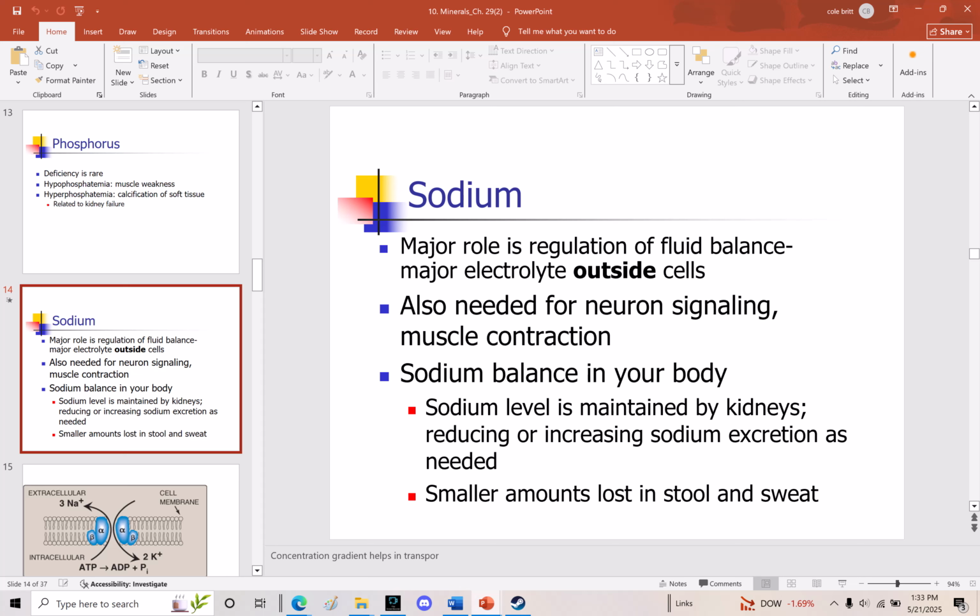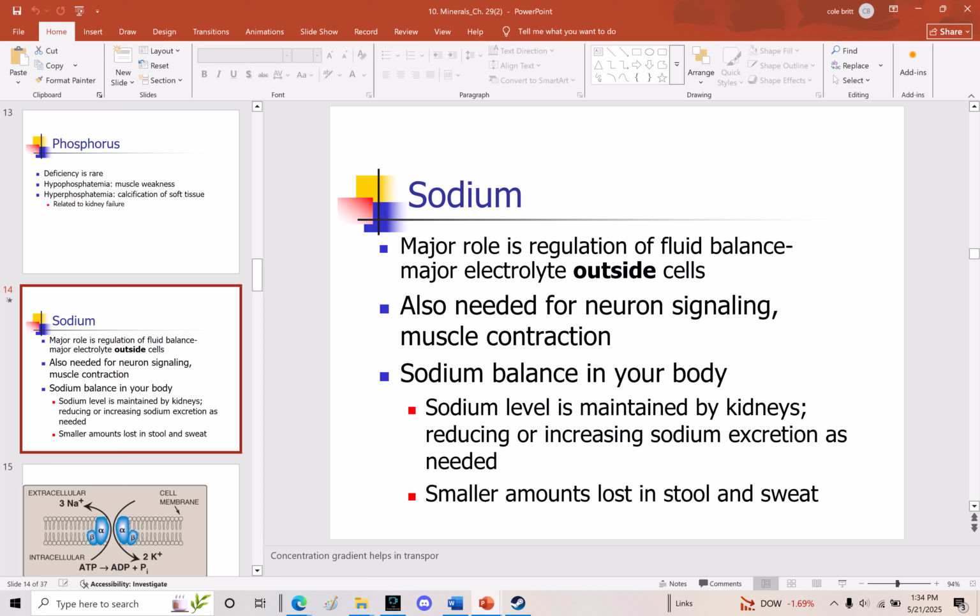So the other important part of sodium is water balance. Sodium levels are maintained by your kidneys. Basically, wherever sodium goes, water follows. Sodium is going to be maintained by your kidney. It'll increase or decrease sodium excretion as needed. You will lose some in your stool and some in your sweat, but mostly it's going to be maintained by your kidneys. And it will also affect your hydration status, which we're going to talk about in a second here. So maintaining water balance.